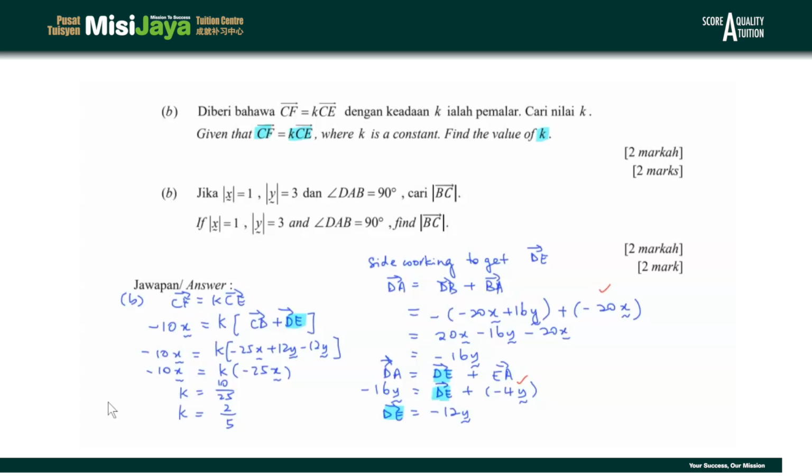Okay, so this question is 2 marks. Where do we get the 2 marks for this? This step is 1 mark, and then the final answer is 1 mark. So that's how we get our 2 marks.